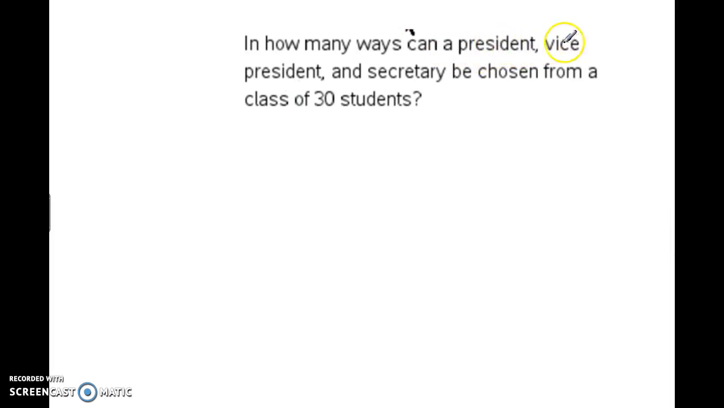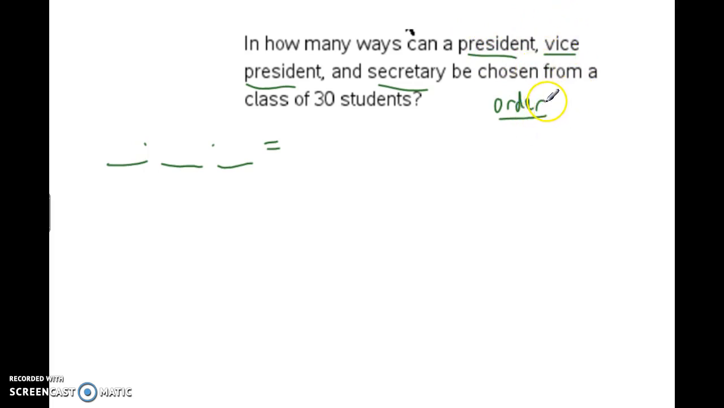How many ways can a president, vice president, and secretary be chosen from a class of 30 students? So interesting here. Now when you're choosing 3 positions, the question behind the question is: is order important? I think order is important in this question. I think these positions, president, secretary, vice president, are 3 positions that are distinctly different. Usually people want to be president, then maybe vice president, then maybe secretary.